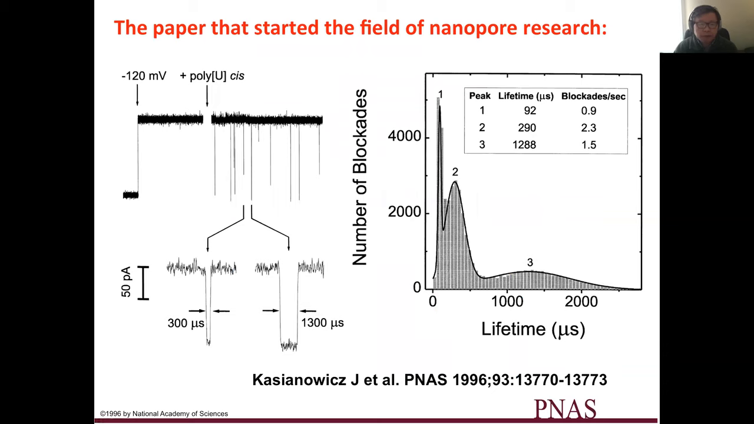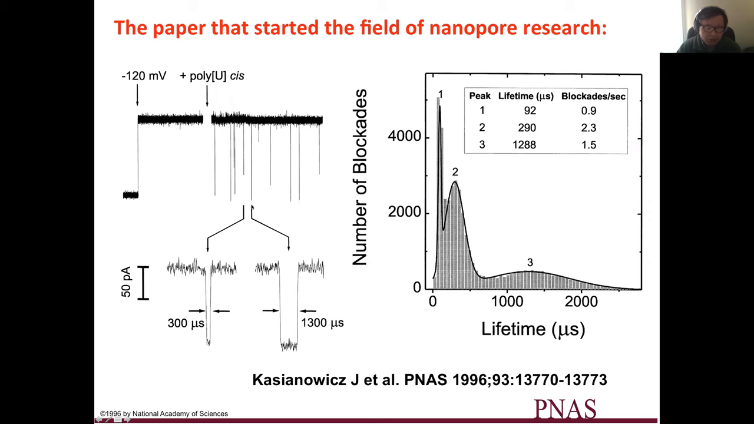What got me interested was the paper by John Kasianowicz and Dan Branton. They found that the alpha hemolysin nanopore is a very narrow pore, which allows only a single-stranded DNA or RNA molecule to go through. This is a plot they showed of ionic current as a function of time when the RNA molecule is added.